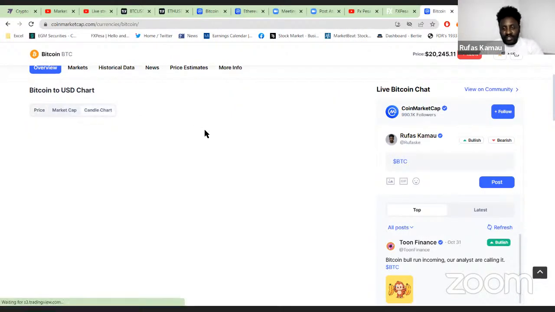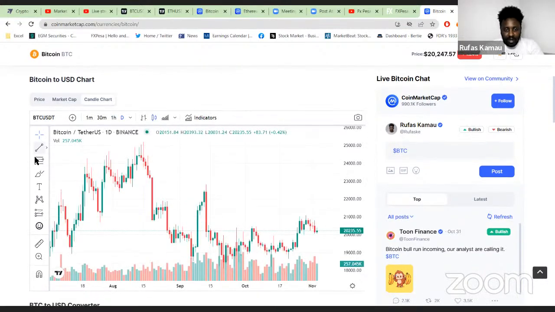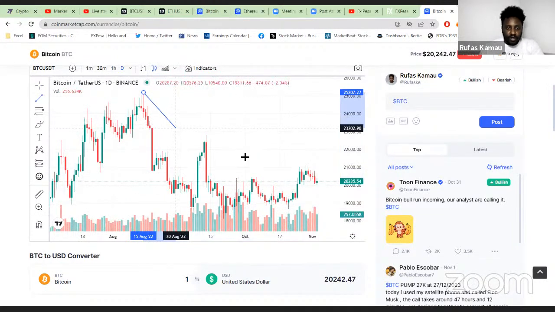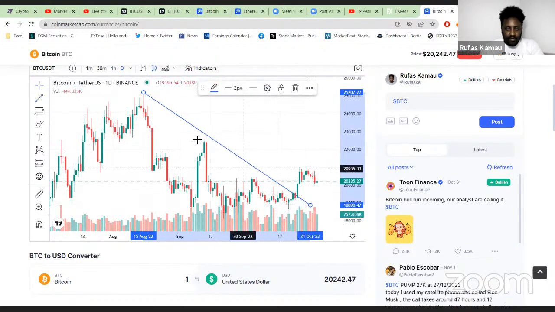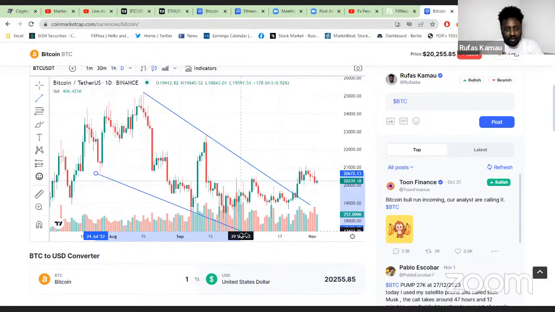So if you go to the candlestick chart and check on this, you can see that price was clearly moving towards the lower side. It was forming lower lows and lower highs. From this high to the next high to the next high, they were getting lower. And also, if you look at the lows in the market, from this low to this low, they were getting lower.